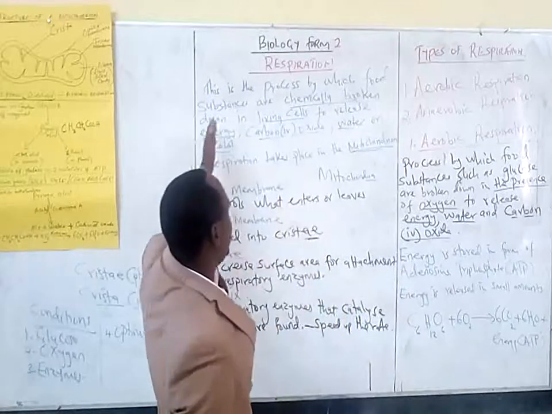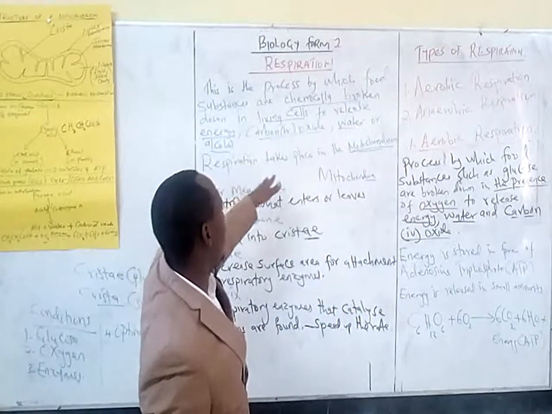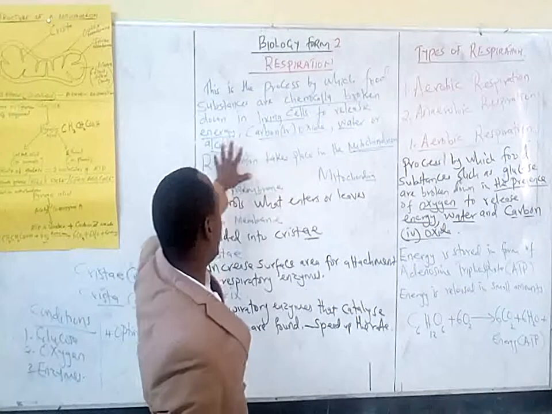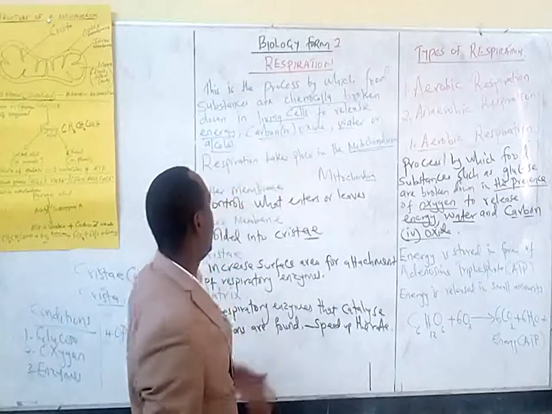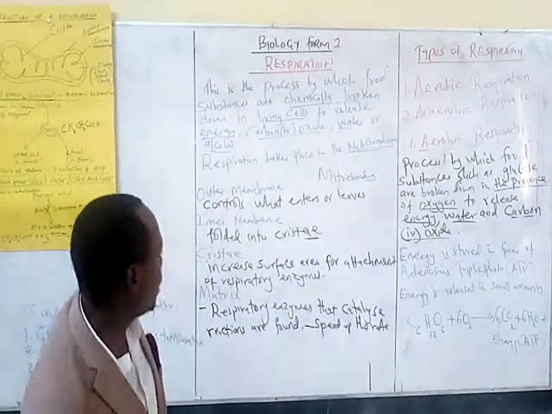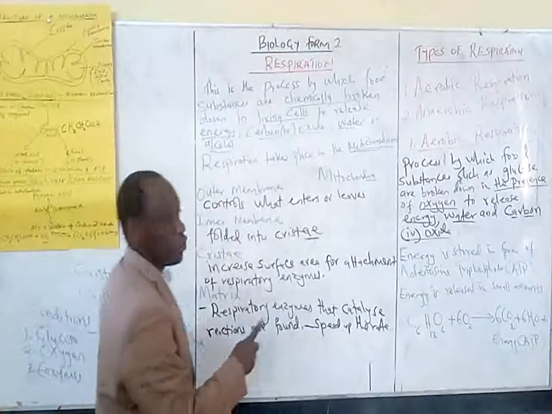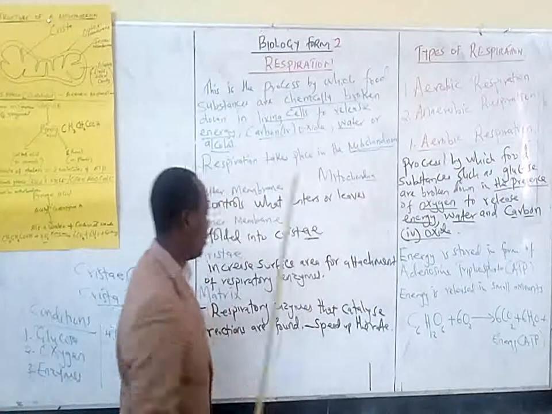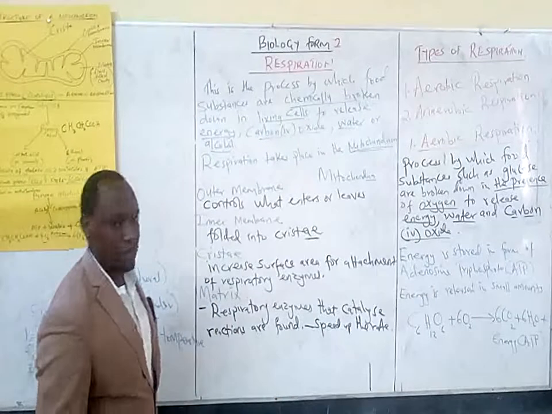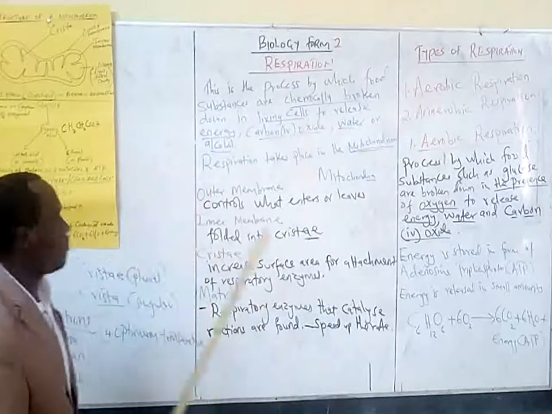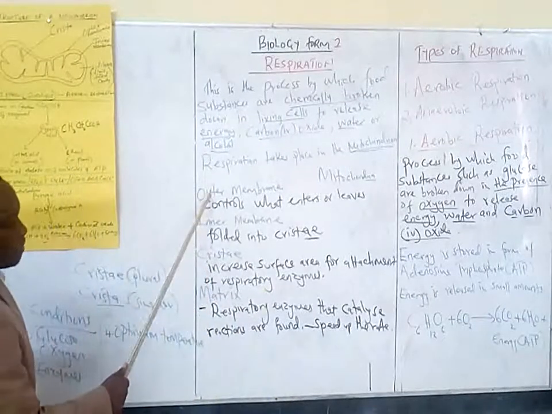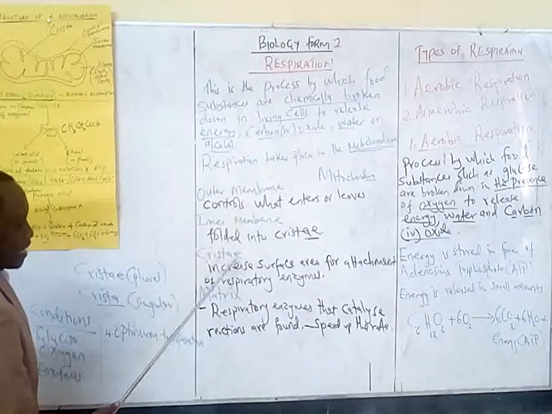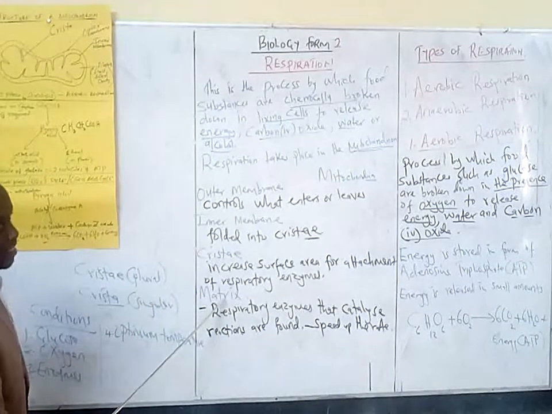We have said it is the process by which food is broken down in living cells to produce energy, carbon dioxide, water, or alcohol. We have also said, learner, that it takes place in the mitochondrion. And then we have come to understand the structure of the mitochondrion: the outer membrane, the inner membrane, the crista, and the matrix.